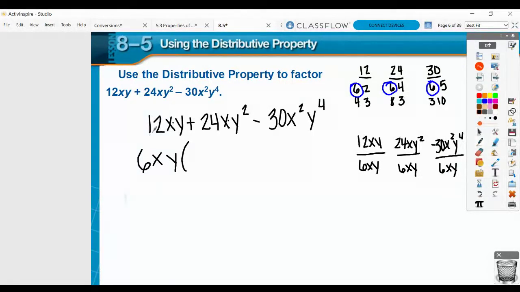So you're dividing the numbers. So 12 divided by 6 is 2. And then you're subtracting the exponents. X minus x is 0. Y minus y is 0. Okay, go to the next one.